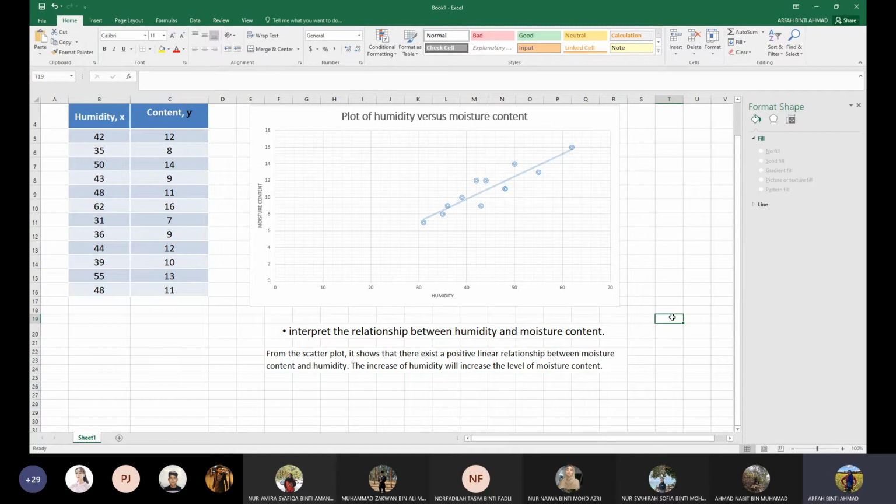So nampak makin naiknya humidity, bila humidity goes from 40, 50, 60, makin tinggi juga moisture content. Moisture content pun naik dah jadi 10, 12, 14 dan juga 16. And kita boleh buat satu garis lurus, the trend line. Okay. So there exists a positive linear relationship between moisture content and humidity, and it is shown by the fact that the increase of humidity will increase the level of moisture content. So boleh salin, siapa yang nak salin.